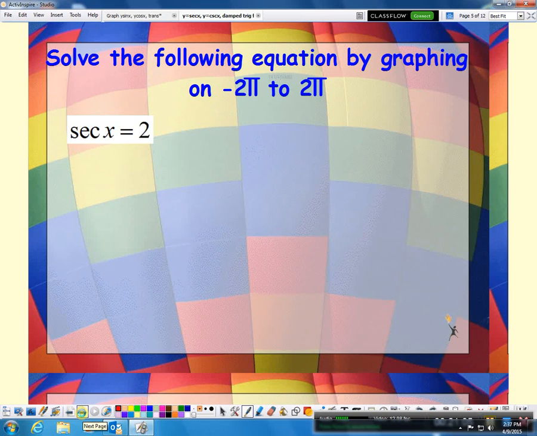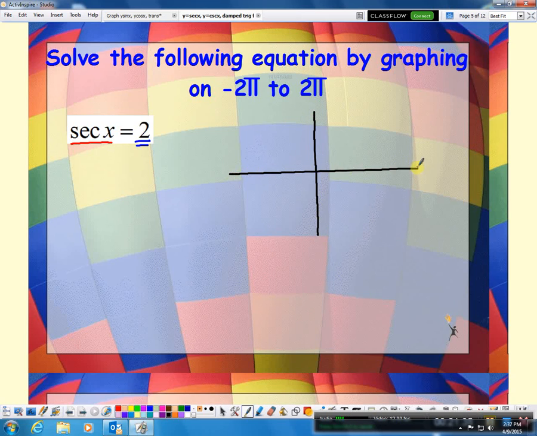Well, just like we did with y equals tangent x and y equals cotangent x, let's solve a couple of equations graphically. So what I want you to do is graph y equals secant x in red and y equals 2 in blue. This is the same thing we did the other day with the tangent graph when we solved an equation in terms of tangent.